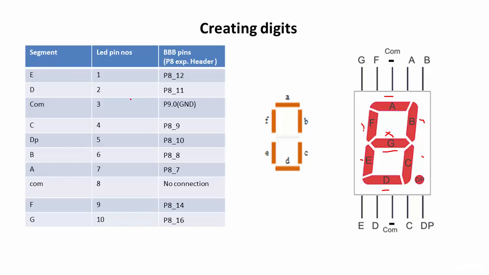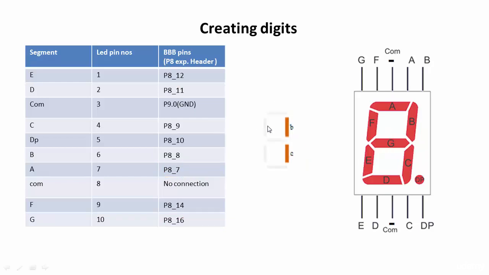What you have to do is turn on segment A, which means you have to pull this GPIO to high. And B means this one, so this you have to pull high. Like that you have to do. And the G segment, that means this one, P8 16, has to be pulled to low. So like that you have to handle these GPIOs in order to display digits.